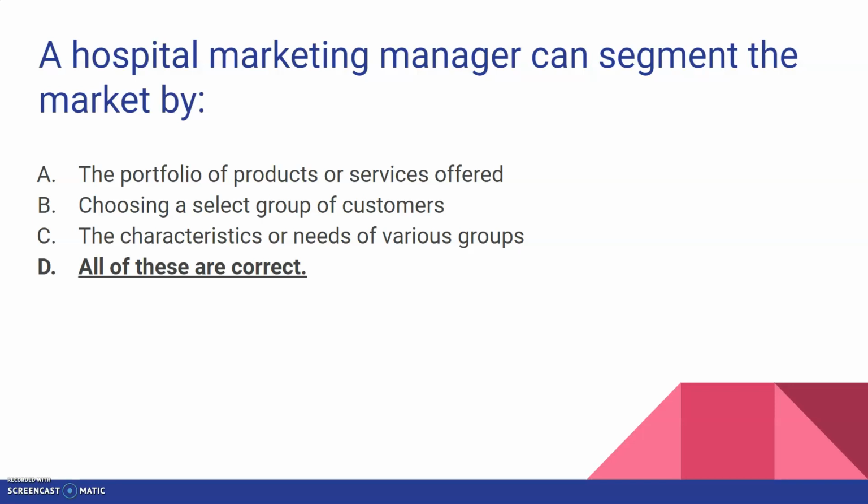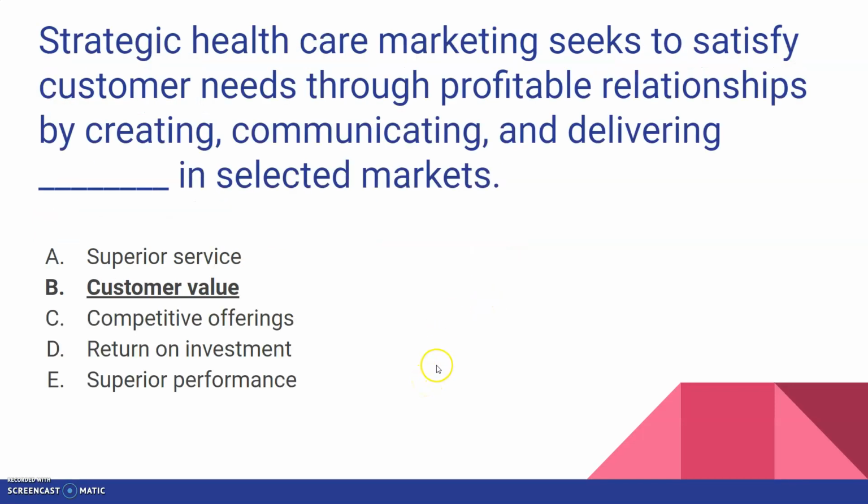Or the characteristics or needs of various groups. So again, by targeting those people that need certain things, like targeting new moms for pediatric care, maybe people that you already have involved in your childbirth classes and those types of things. They need pediatric care sometime soon, so targeting to those people. So all of those, segmenting those markets are all true there. So the answer here is all of these are correct.